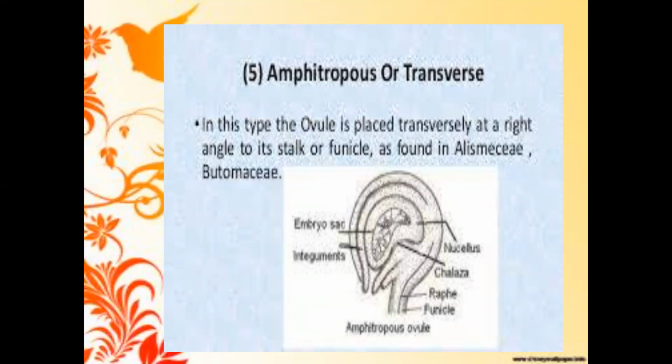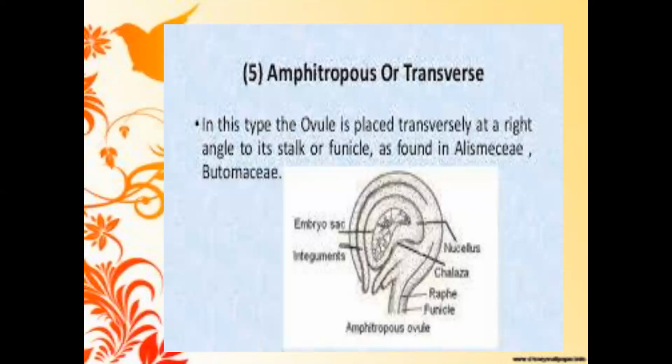Okay, so amphitropous means in this type the ovule is placed transversely at a right angle to its stalk or funiculus. They are found in Alismaceae and Butomaceae. That means the curvature of the body of the ovule is more than that in the campylotropous ovule, and the embryo sac becomes completely horseshoe shaped.